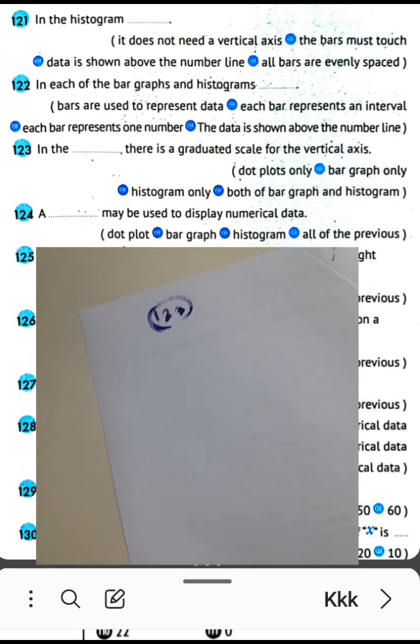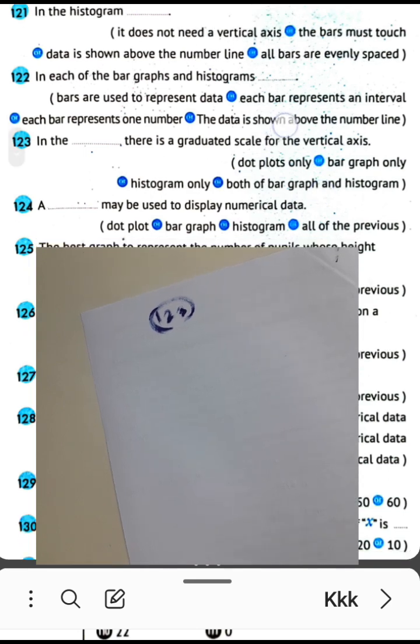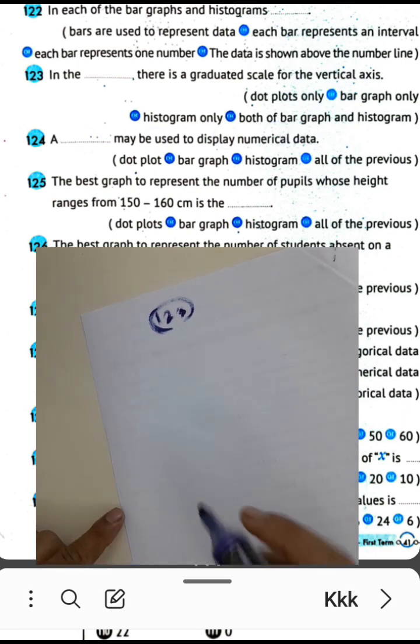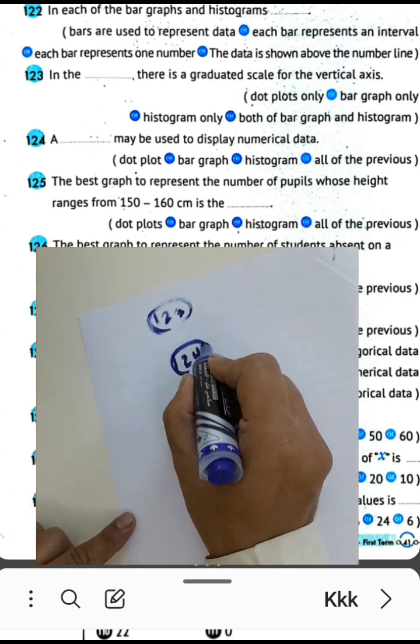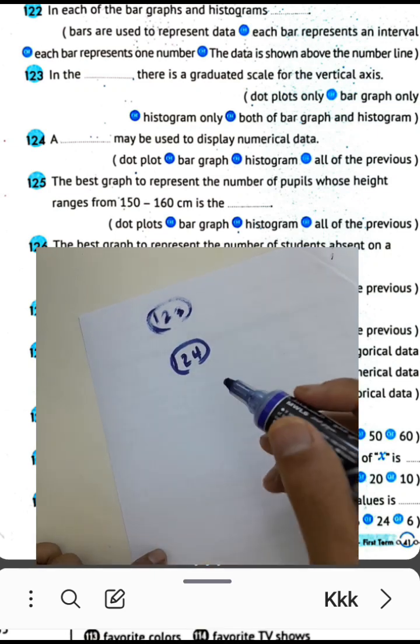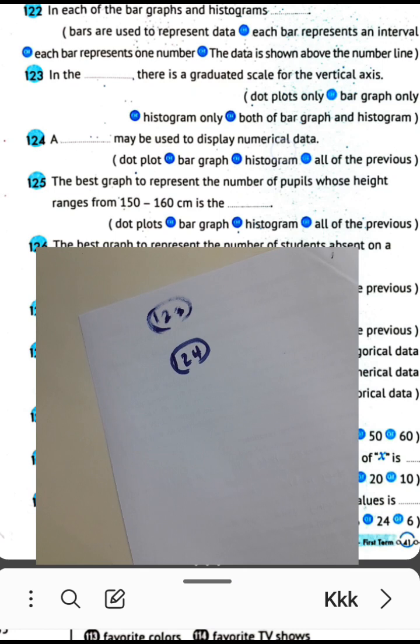Again, in both bar graph and histogram, there is a graduated scale for the vertical axis. We have the vertical axis in bar graph and histogram. Question 124, which may be used to display numerical data? We can use histogram, bar graph, and dot plot, all of them. Choose all the previous.